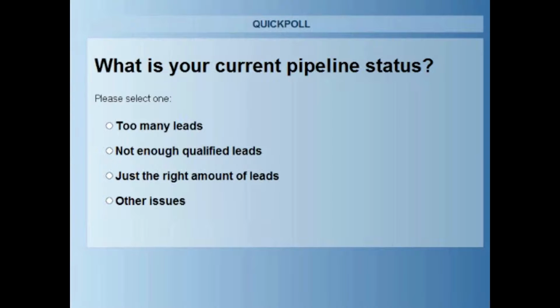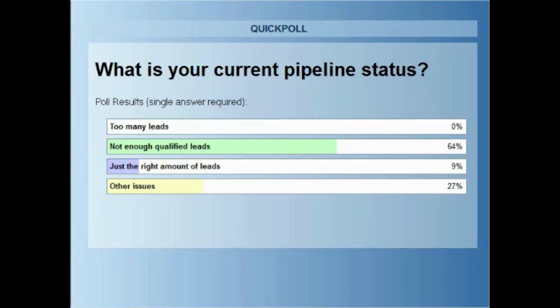Absolutely, and folks, coming up on your screen is that poll, and we'd like to hear from you. What is your current pipeline status? If you wouldn't mind just selecting one here: is it too many leads, not enough qualified leads, just the right amount of leads, or maybe there's some other issues? All right, looks like 0% on too many leads, 64% saying not enough qualified leads, 9% of us saying just the right amount of leads, and 27% having other issues.